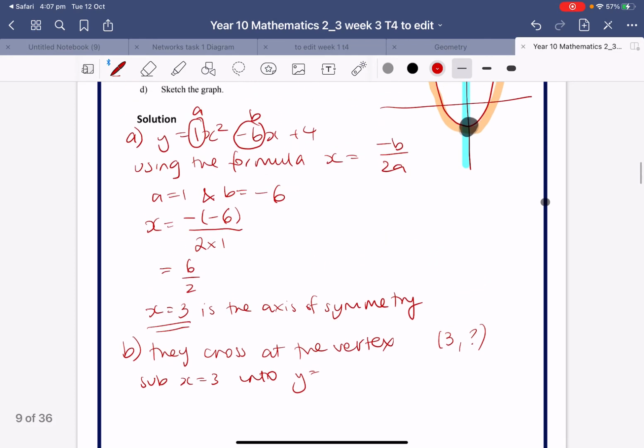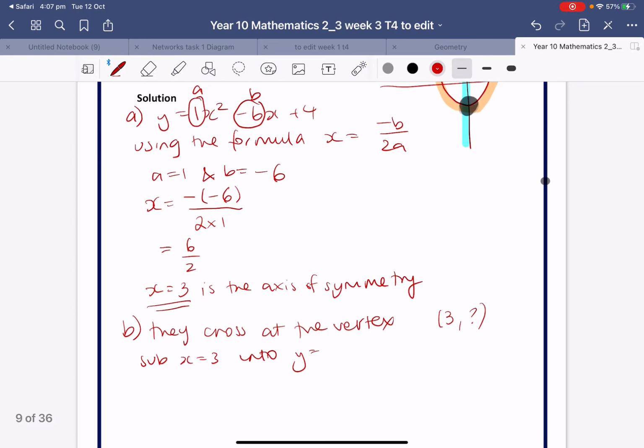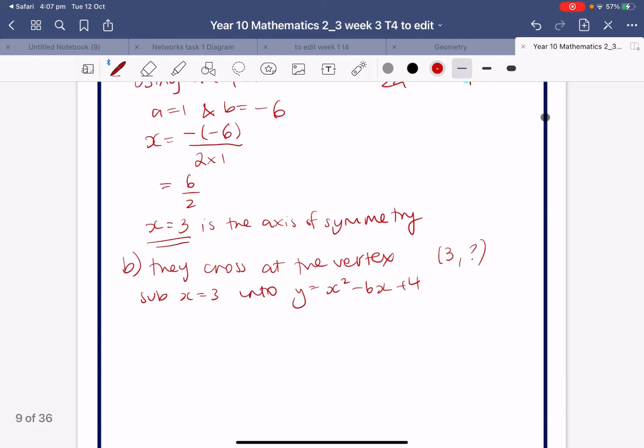y equals x squared minus 6x plus 4, to find that y value. So y equals 3 squared minus 6 times 3 plus 4. Okay, so this is going to be 9 minus 9 plus 4. That cancels out. So y equals 4.